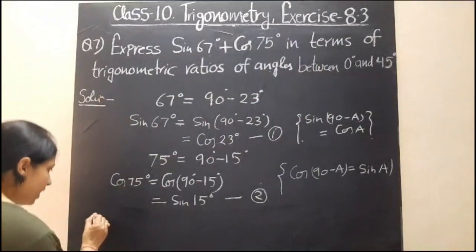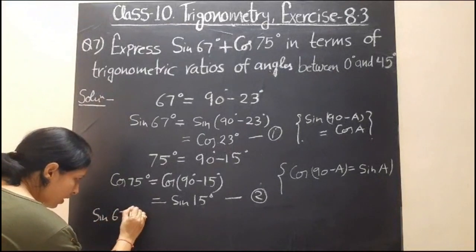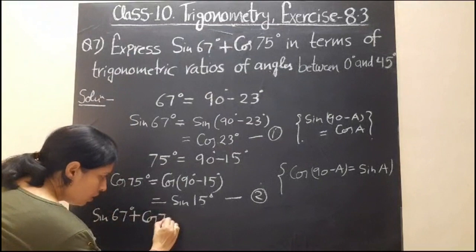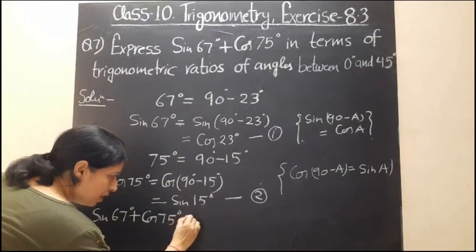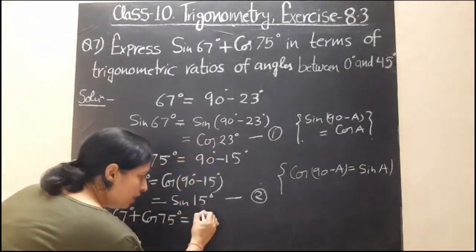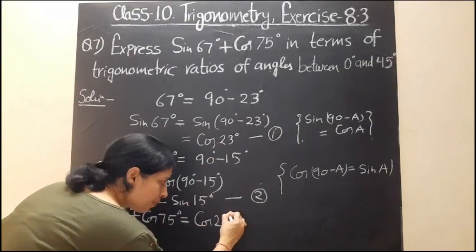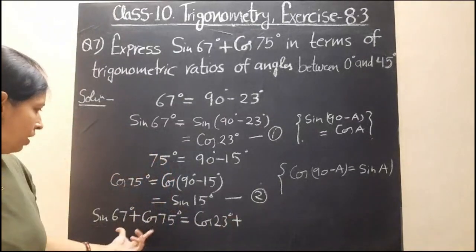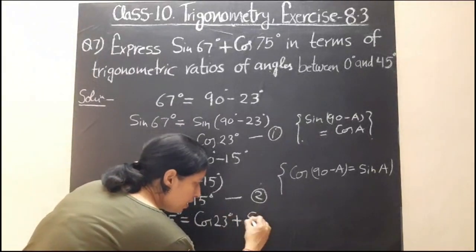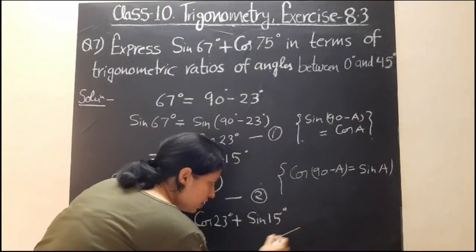So finally we can write sin 67 degree plus cos 75 degree is equal to cos 23 degree plus sin 15 degree. So write here cos 23 degree plus sin 15 degree. So this is your answer.